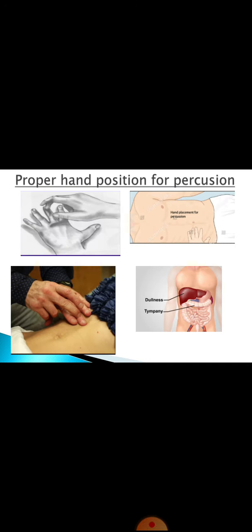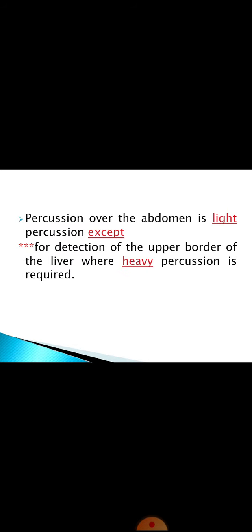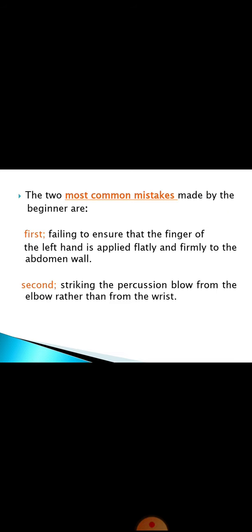Here we find the figures for the proper position of the hand to do a correct percussion. Percussion over the abdomen is a light percussion, except for detection of the upper border of the liver, where heavy percussion is required. There are two common mistakes which occur during percussion: either failing to ensure that the finger of the left hand is applied flatly and firmly over the abdominal wall, or second, striking the percussion blow from the elbow rather than from the wrist.